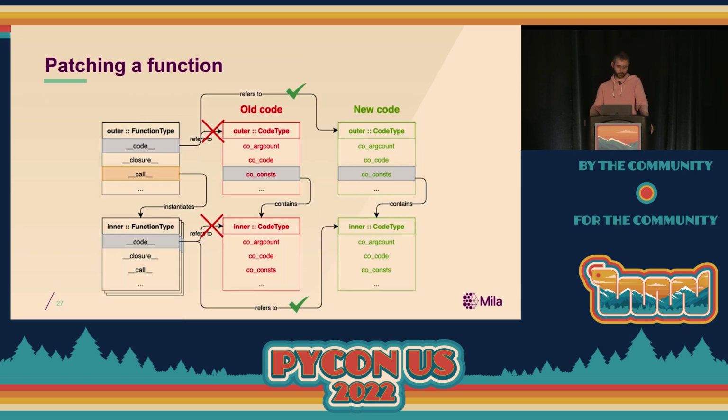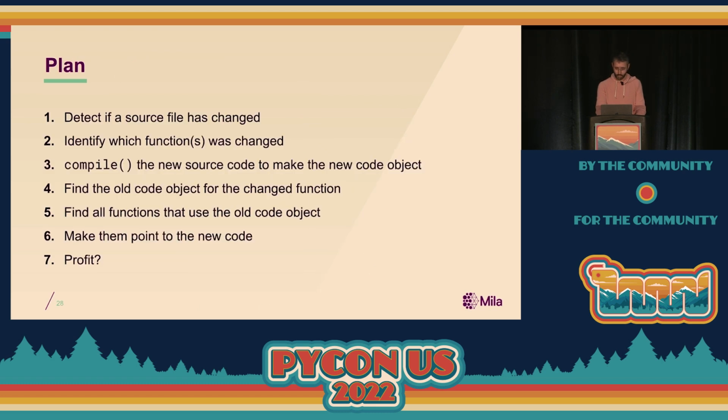So here's what we want to do. Whenever we have new code, we want to identify all of the functions that point to the old code, and we want to change all the dunder code pointers from the old code to the new code. All right? With this in mind, here's the plan.